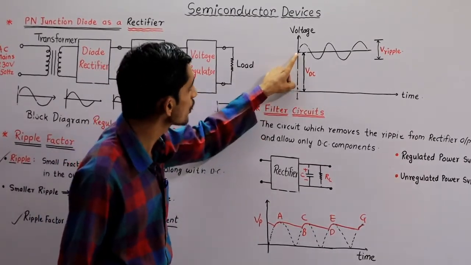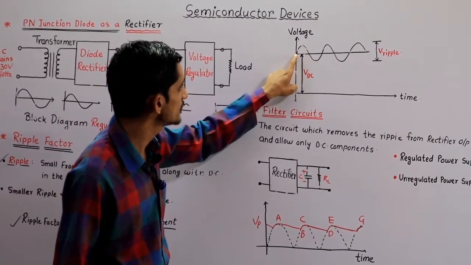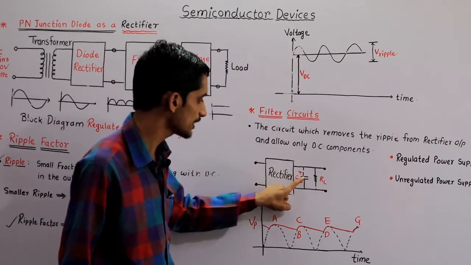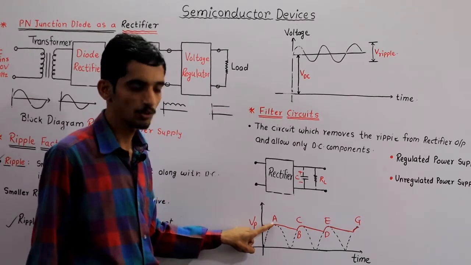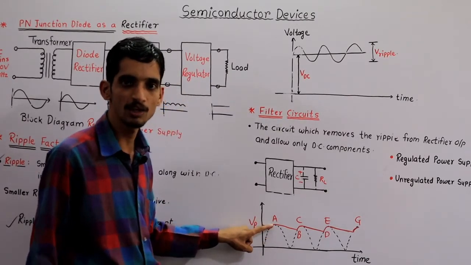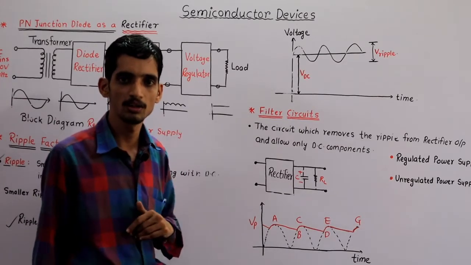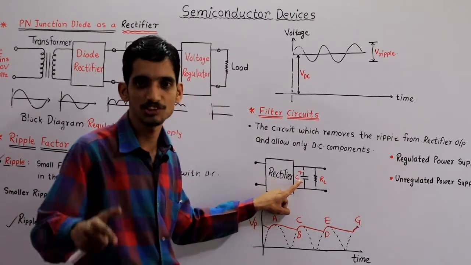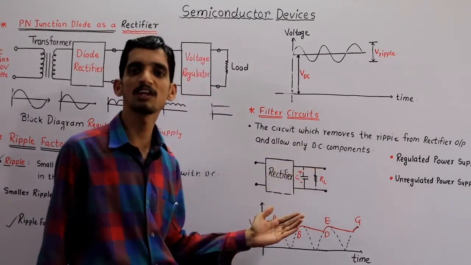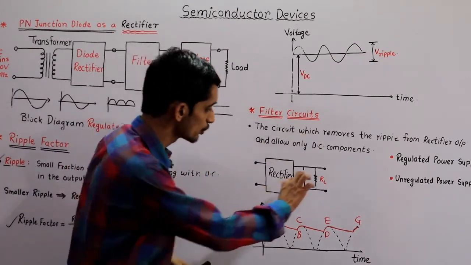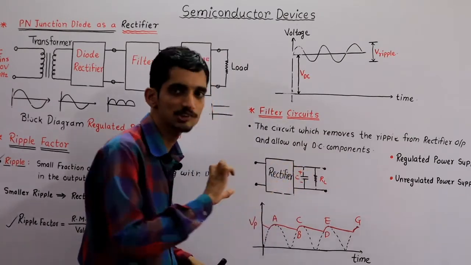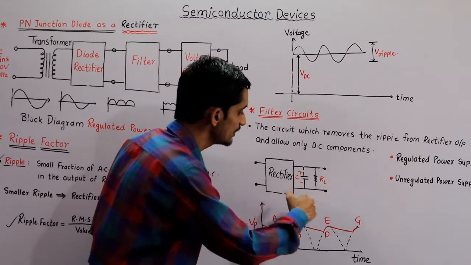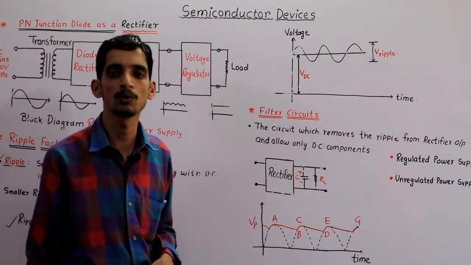When the magnitude of the AC changes, what happens? Suppose this is a point and the voltage is increasing. At this point, the capacitor charges to the peak point. Whenever the capacitor charges to the peak point, the voltage across the capacitor remains constant. Now the capacitor starts discharging, and it always discharges through the load. If there is no load across this capacitor, it will act as a battery of a particular voltage. Since the load is connected, the capacitor delivers current to the load.